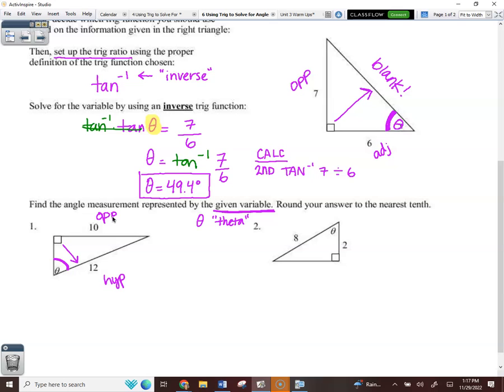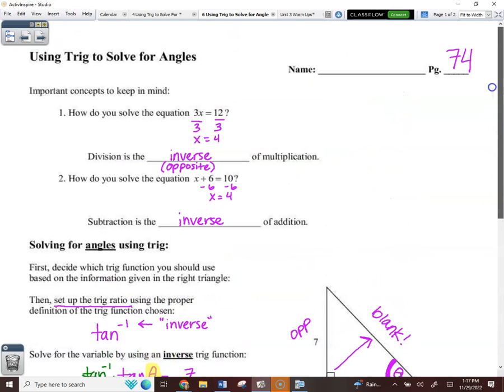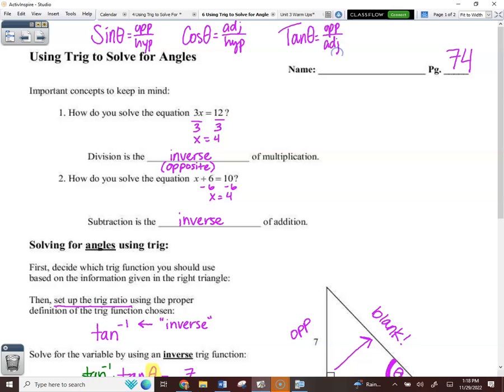In fact, let's go to the very top of our paper and copy all 3 trig functions down so that you're not having to look over here at the board. Sine theta is opposite over hypotenuse. Cosine theta is adjacent over hypotenuse. And tangent theta is opposite over adjacent.